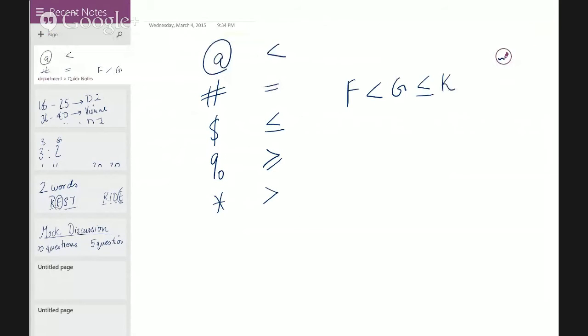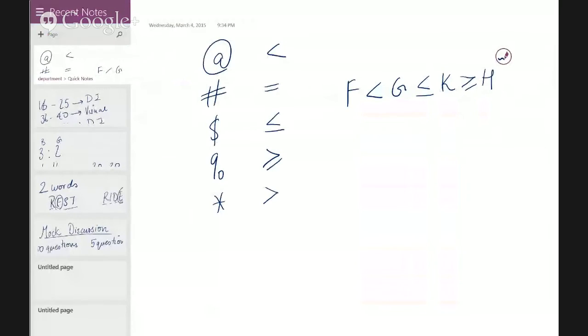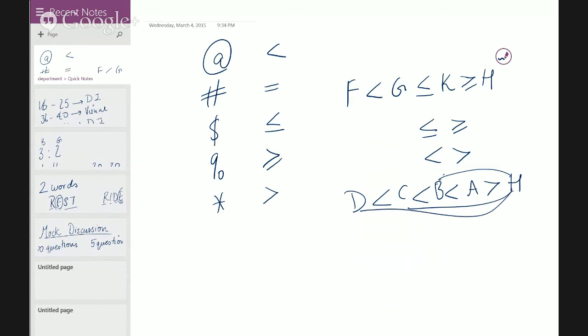Because I have to switch screens. You don't have to switch screens in CET. You can just write it directly. F at the rate G dollar K percent H. Now keep in mind, whenever you have two signs going opposite in this manner, or any change of sign, so you have less than, less than, less than, suddenly greater than, this guy, whoever he is, cannot have any associations with any of these guys. Here we have less than or equal to, more than or equal to. So they cannot have connections as such.